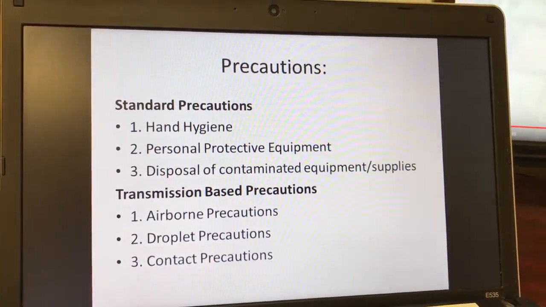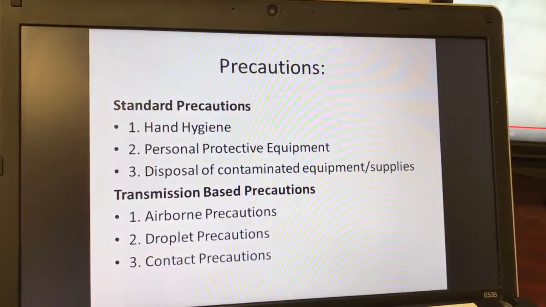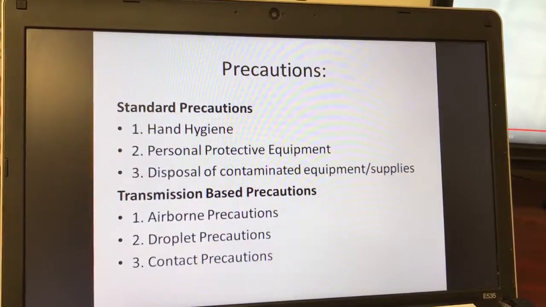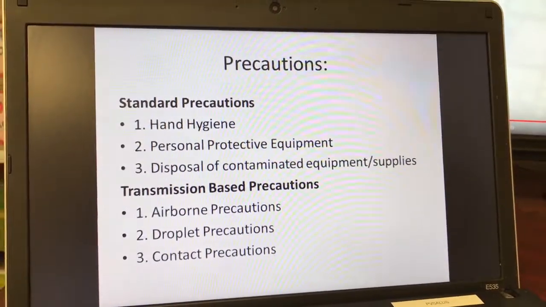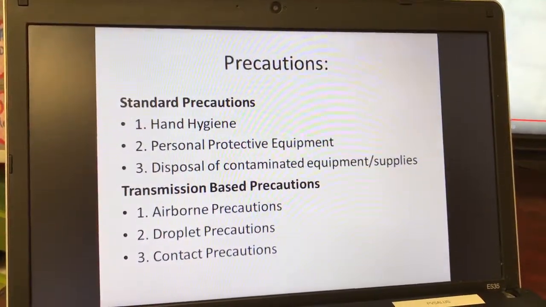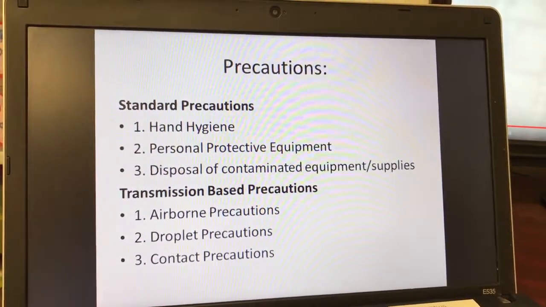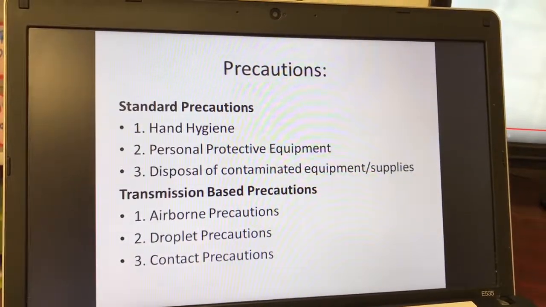Precautions. Standard precautions: hand hygiene, most important; the PPE; and then disposing of your contaminated equipment or supplies right away and in the proper areas. Transmission-based precautions: you have airborne, droplet, and contact.